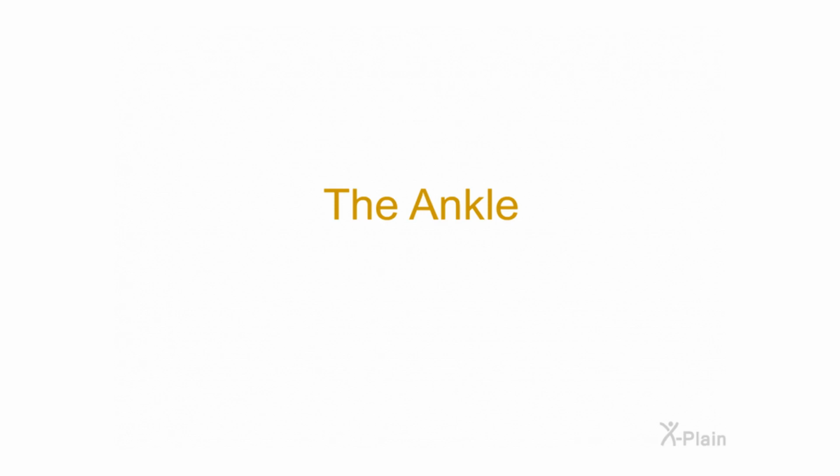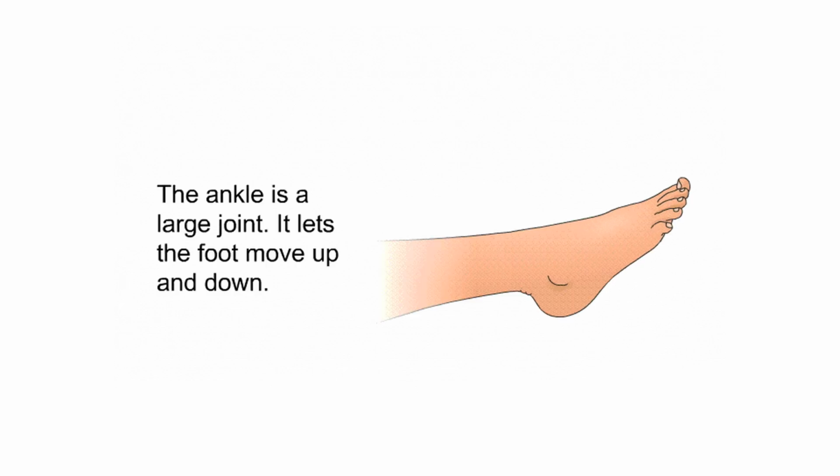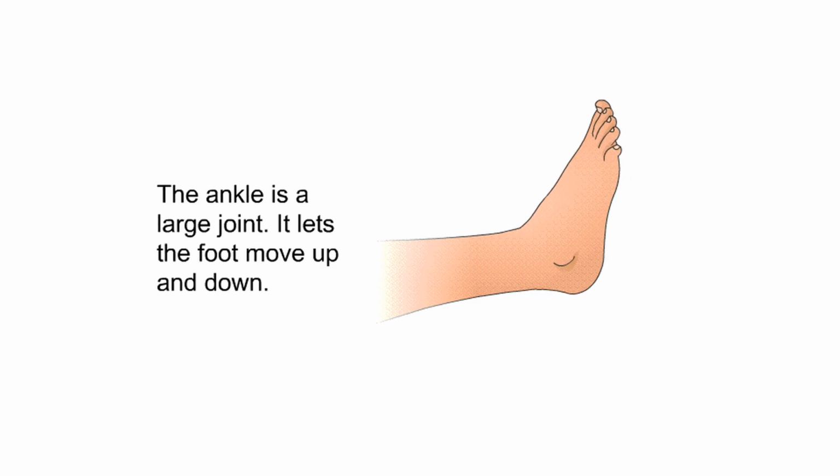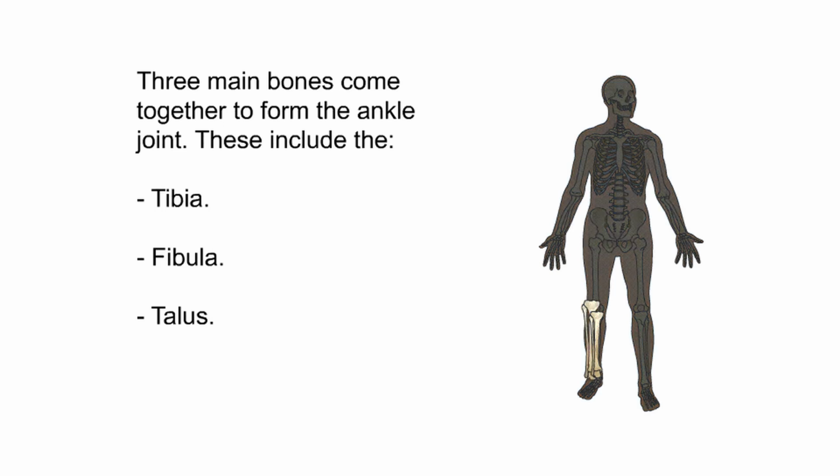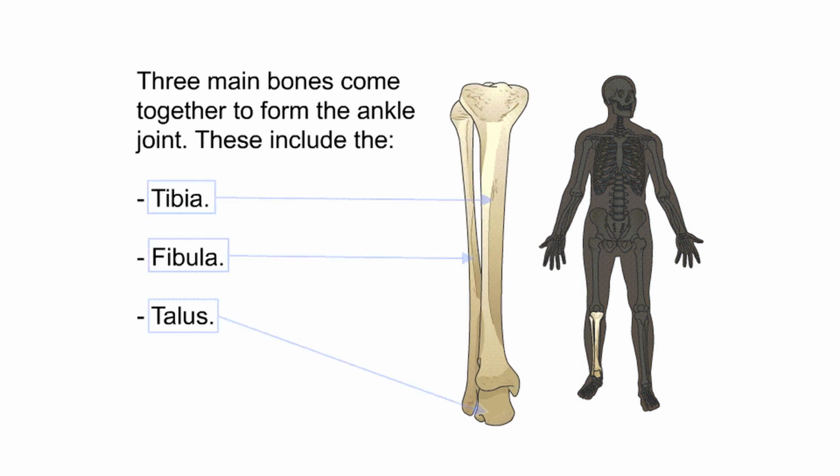The ankle. The ankle is a large joint. It lets the foot move up and down. Three main bones come together to form the ankle joint. These include the tibia, fibula, and talus.